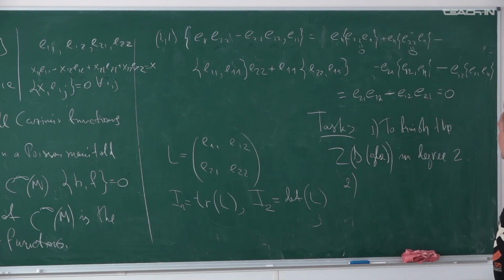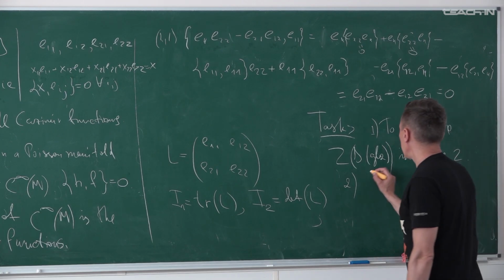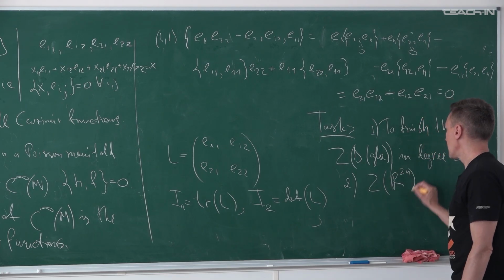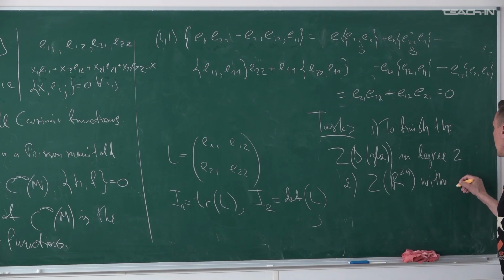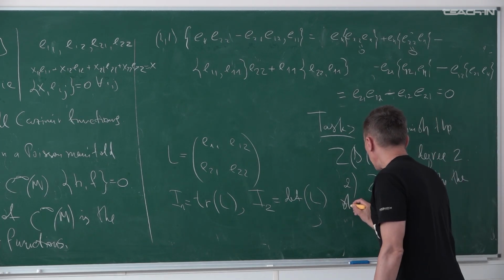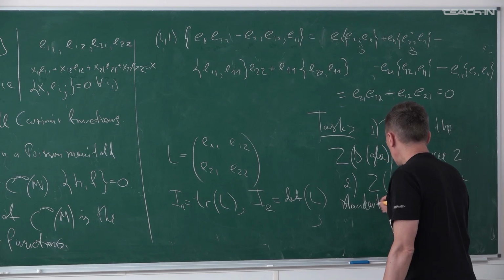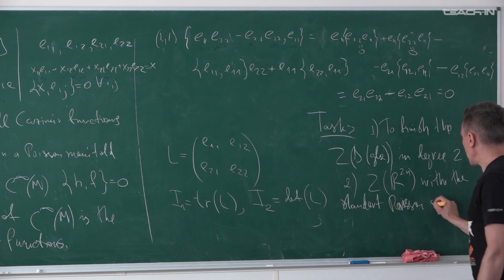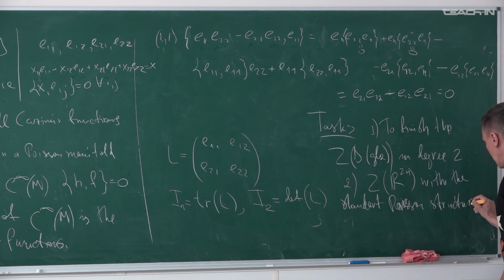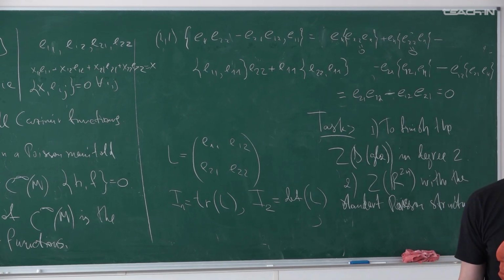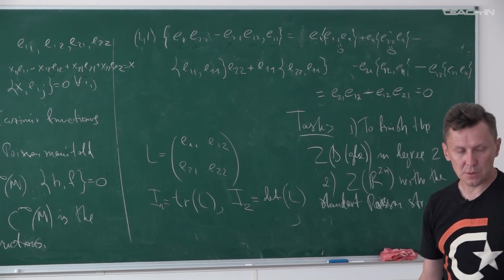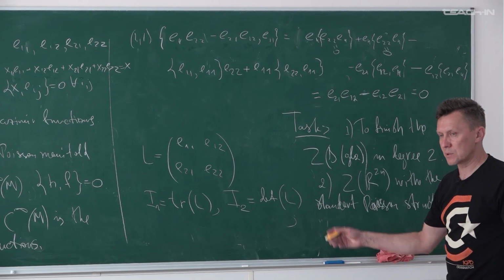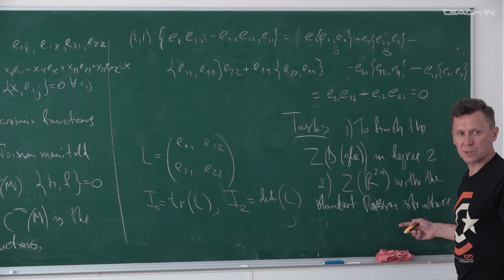Second task is to find the Poisson center of R^2n with the standard Poisson structure. You remember the Poisson structure we have started with? Just derivative on P minus derivative on P, derivative on Q, at the beginning of the lecture.